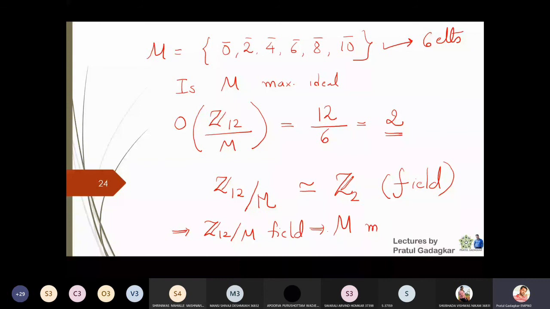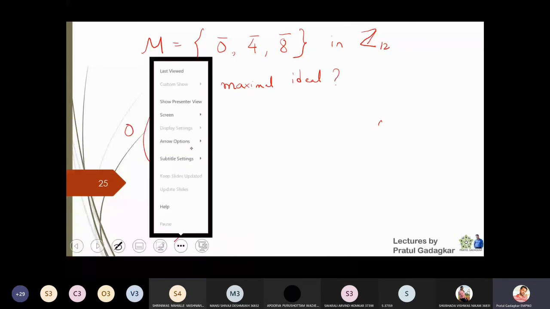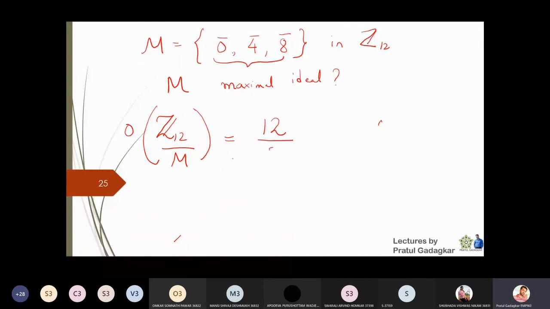Okay, now instead of this, suppose I choose M to be the ideal 0 bar, 4 bar, 8 bar and 12 bar, which is again 0 bar in Z12. What can I say about this M? Is this M a maximal ideal? Let us check that. When I calculate the order of Z12 upon M, it is 12 upon the number of elements M has, which is 4 elements. Sorry, 3 elements in M, so this is 4, and therefore Z12 upon M is isomorphic to Z4. I can say that it's Z4 because Z12 by M is cyclic, and we know a cyclic group of order 4 is Z4. But is Z4 a field? The answer is no. Correct.